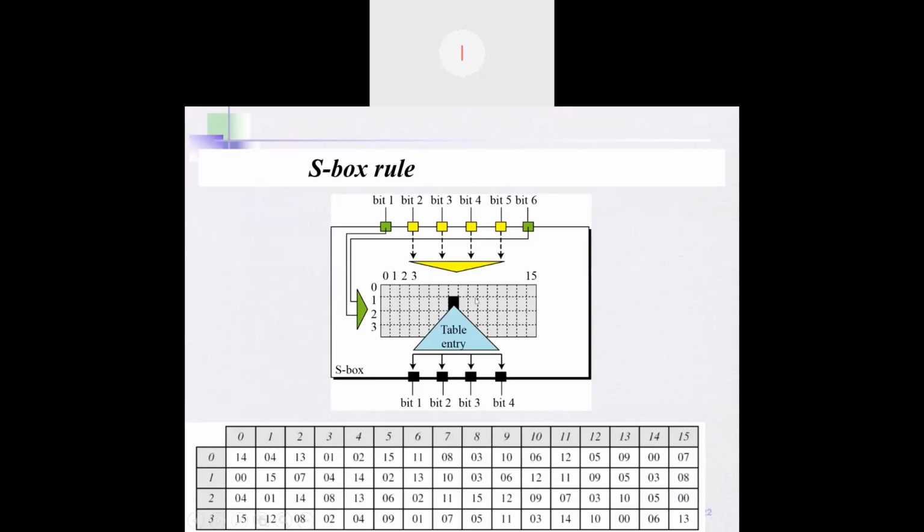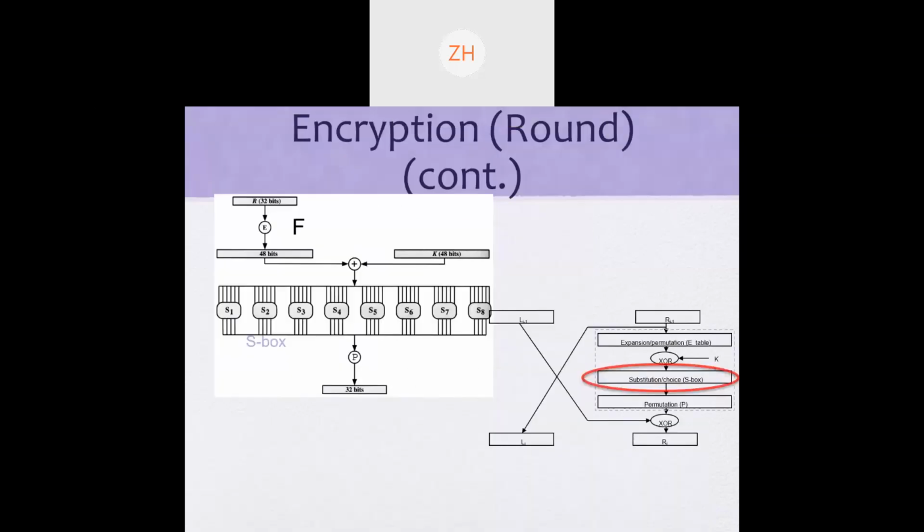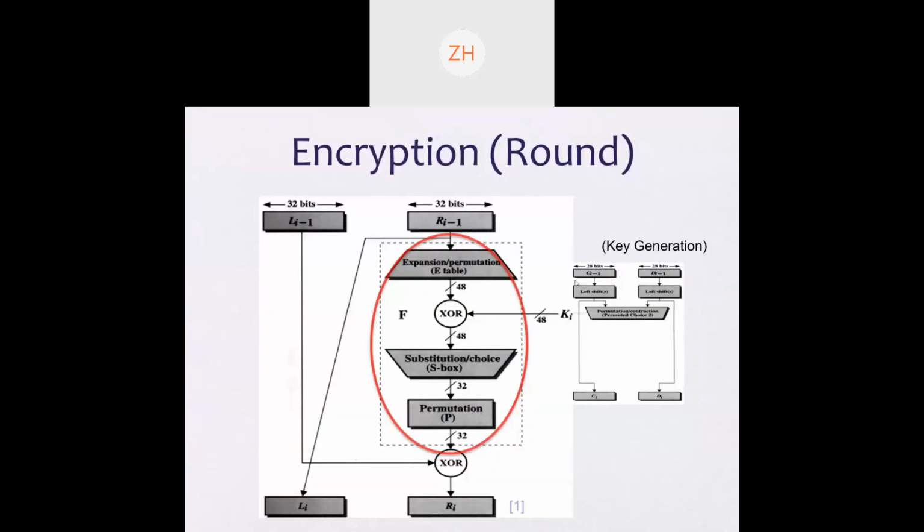Okay, so the input is 6 bits, the output is 4 bits. But the output is defined by the value inside the S box. How you read: you get the input, convert into binary, and you output from these 4 lines. Then the output from the S box enters the permutation. So what is permutation again, guys?